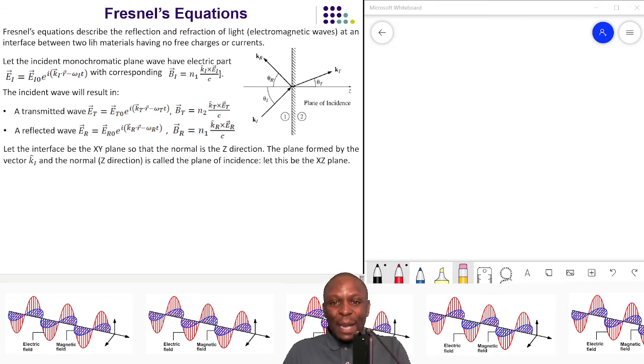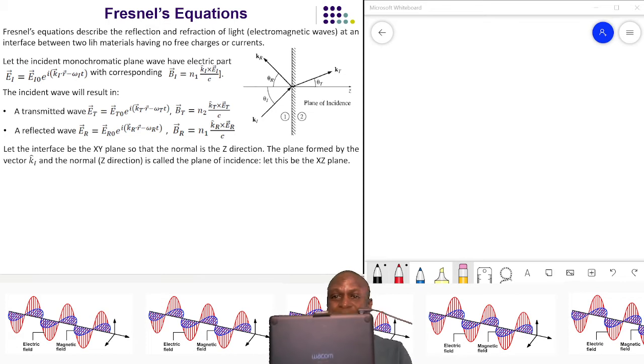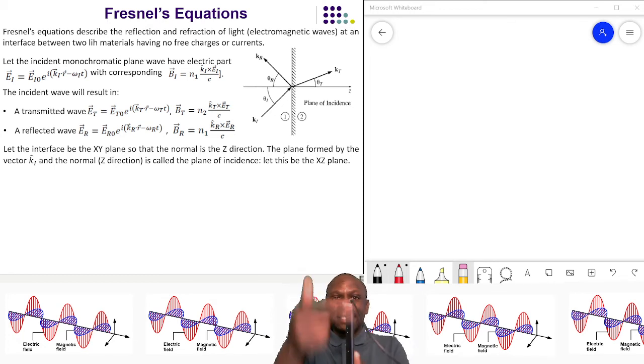Now, so that the normal is the Z direction. So this is my Z direction. XZ is what we call the plane of incidence. X and Z is the plane of incidence, while X and Y is the interface. So good people, I think that makes it very clear.